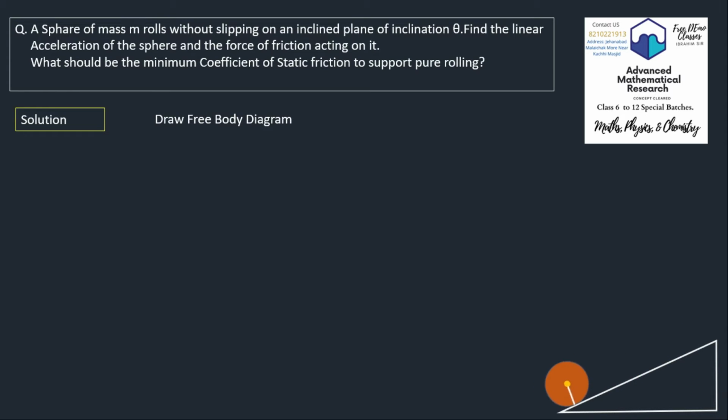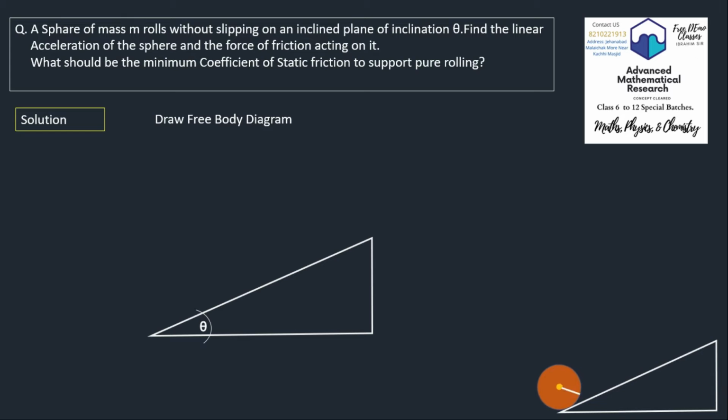Draw the free body diagram. First you have to draw the free body diagram. You must have learned what FBD is, free body diagram. So we will consider an inclined plane. Let's assume that theta is the angle of inclination. Now according to the question, we have been given a sphere of mass m. So this is a sphere of mass m.